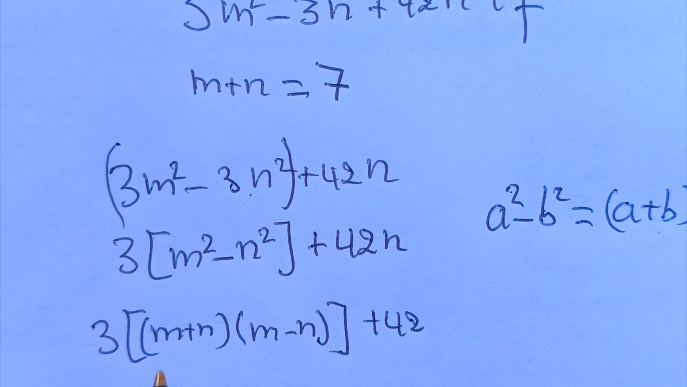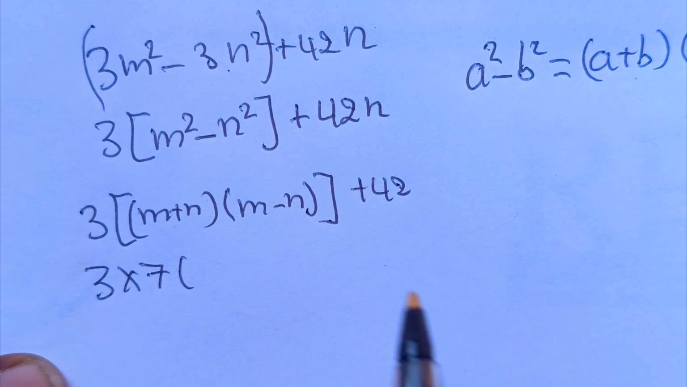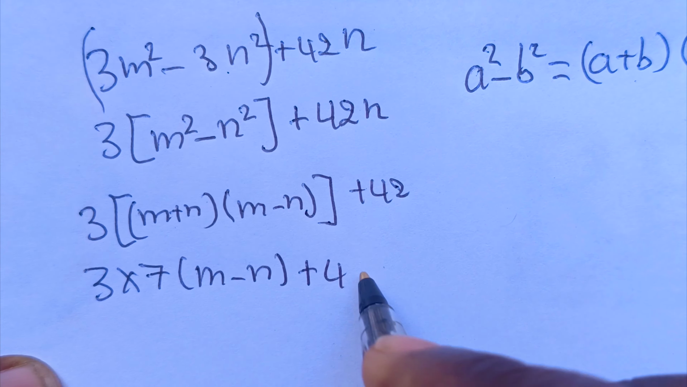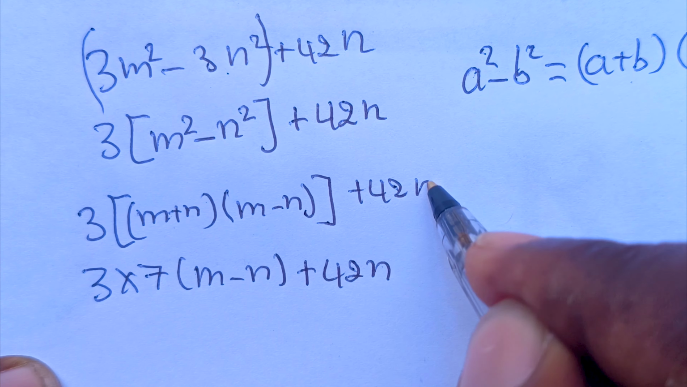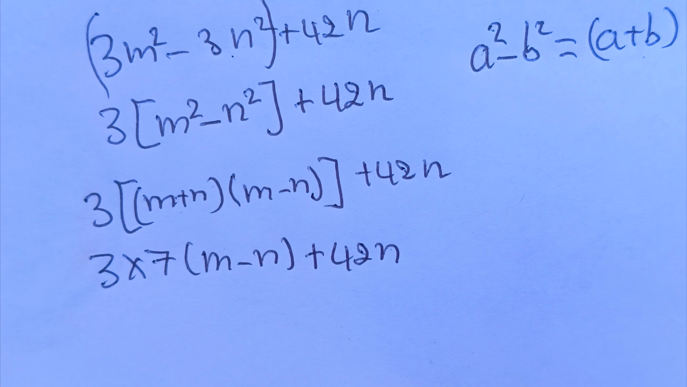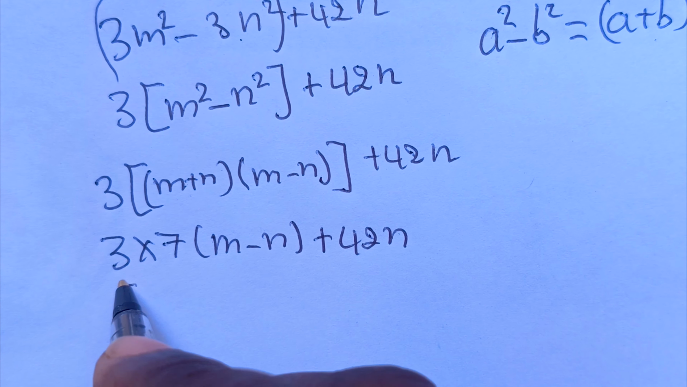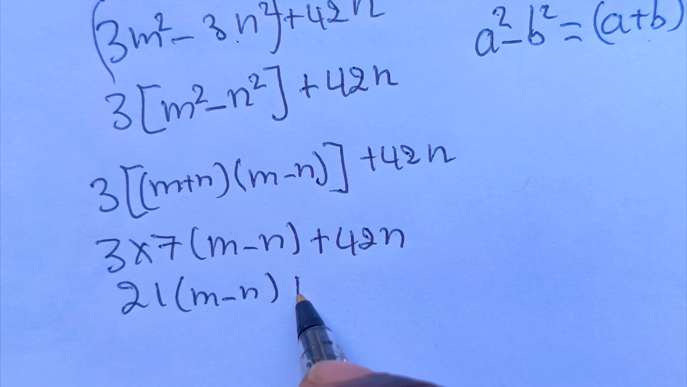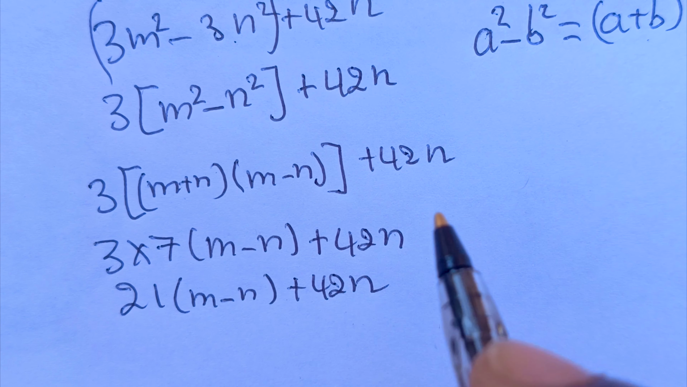Remember the value of m plus n is here 7. Let's replace m plus n by 7. We have 3 times 7 into (m minus n) plus 42n, and here is n, not only 42. This is 21 into (m minus n) plus 42n.